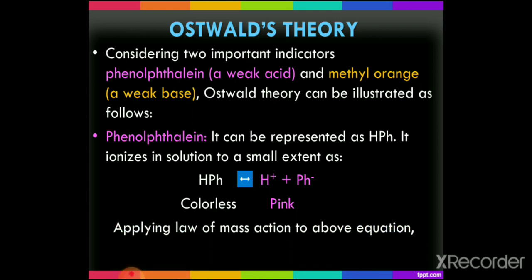Applying the law of mass action to the above equation, K is equal to the concentration of H+ times the concentration of Ph-, divided by the concentration of HPh. So this is all about Ostwald's indicator theory.